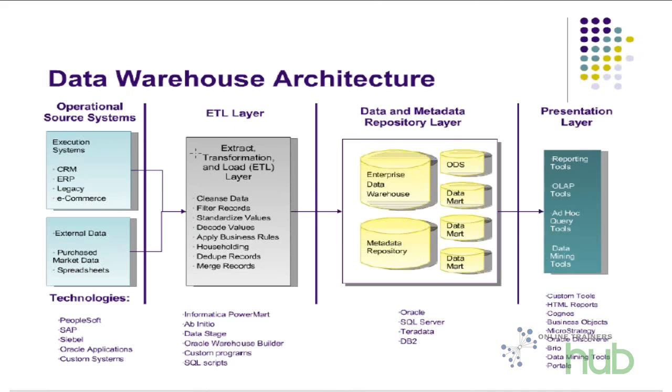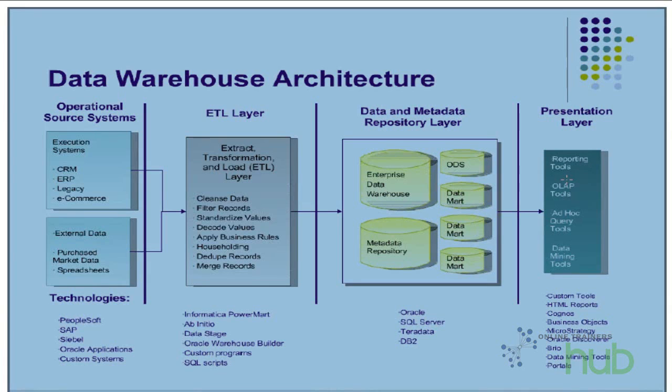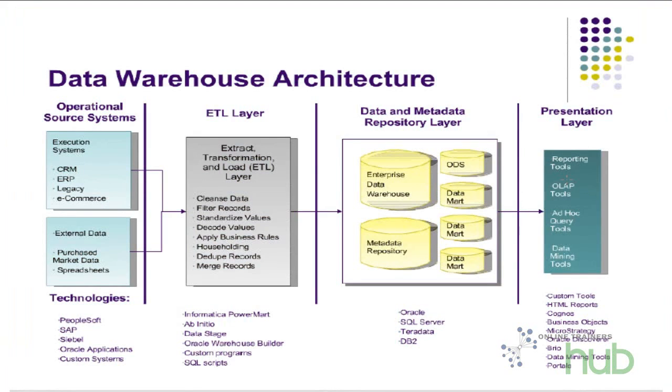Yeah? So first and foremost is the source system layer, from where we are going to get the data, and the second layer is the ETL layer, where we convert one form of data to another form of data, and third is the data or metadata layer, where we store metadata and data, and the fourth layer is the presentation layer, where we represent the data in different visualization formats.